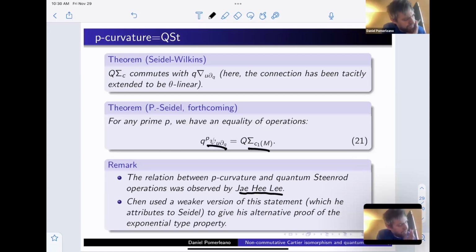He used this to give an alternative argument for our exponential type property. Because this approach doesn't really use this Laplace transform or deformed symplectic cohomology at all, it applies without the assumption of this divisor being there, which is obviously a very good thing.